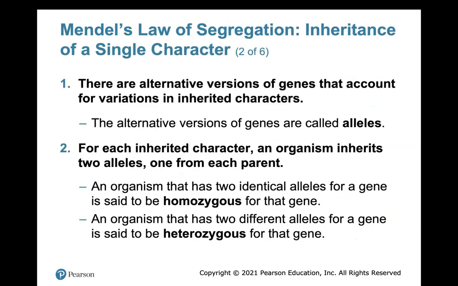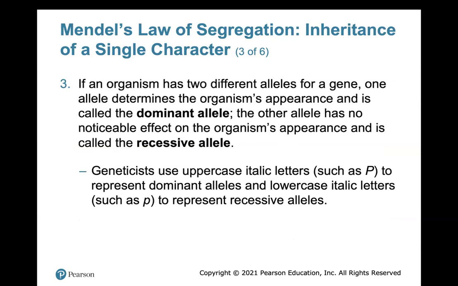So his law of segregation of an inheritance of a single character states that there are alternative versions of genes that account for variations in these inherited characteristics, and these are called alleles. And for each inherited character, an organism inherits two alleles, one from each parent. And an organism that has two identical alleles for a gene is said to be homozygous, and an organism that has two different alleles for a gene is said to be heterozygous.